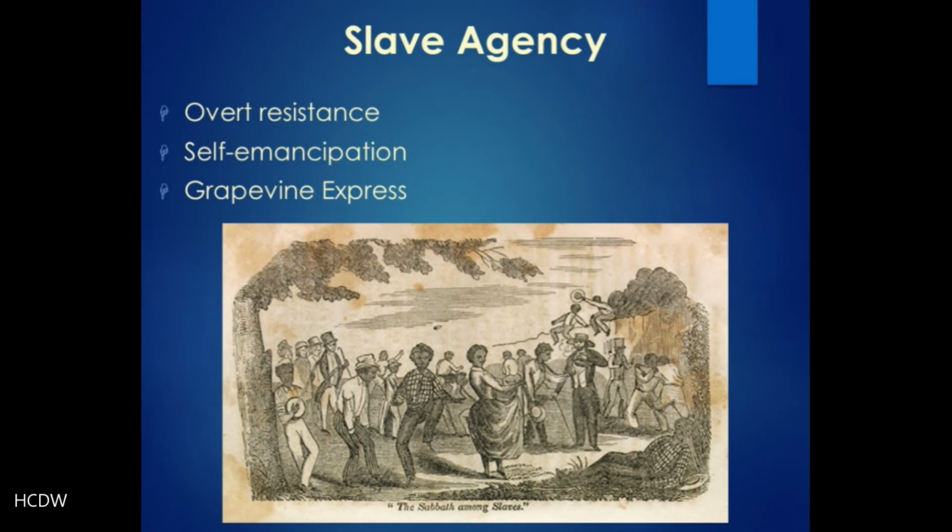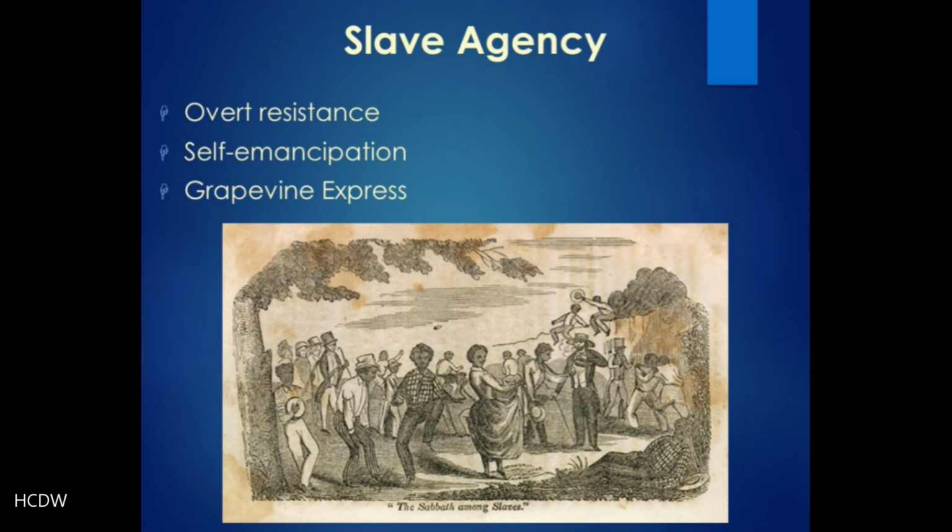Slave agency also took the form of resistance, sometimes passive, sometimes overt. Within their roles on the plantation or the workplace, slaves might work slowly, pretend they didn't know how to do something, or break the tools. Those working in the kitchen might make bad food or even poison the master. We can only imagine how many slave owners got the spit special.